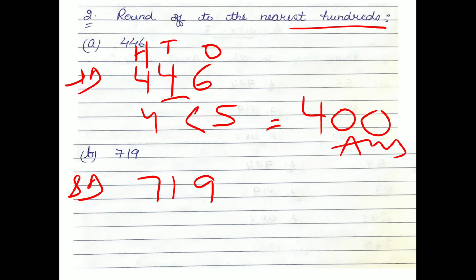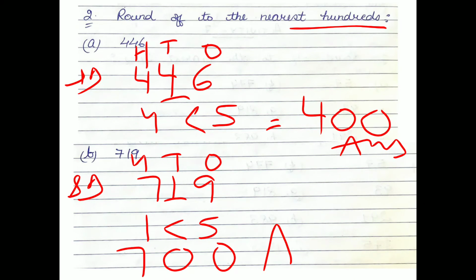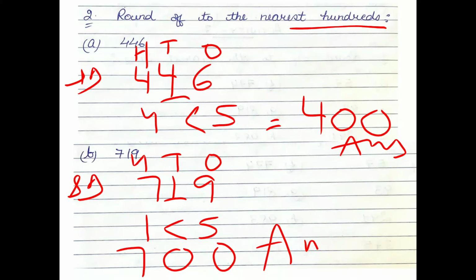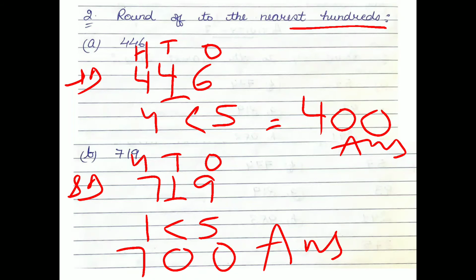719. Ones, tens, hundreds. Which place do you have to compare? Tens place with 5. Is your number greater? No. So will the hundreds place number change? No, it will come as it is. And the underlined digit becomes 0. And the ones place also becomes 0, because when you make the tens place 0, you have to make the ones place 0 too. So this is the answer.